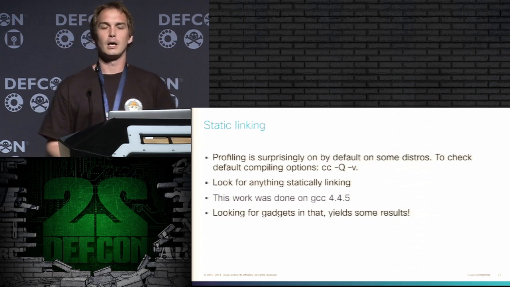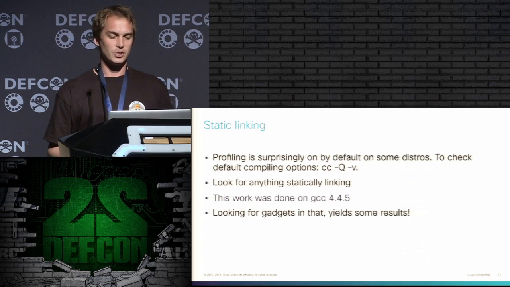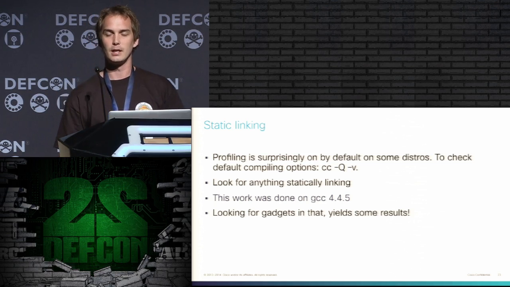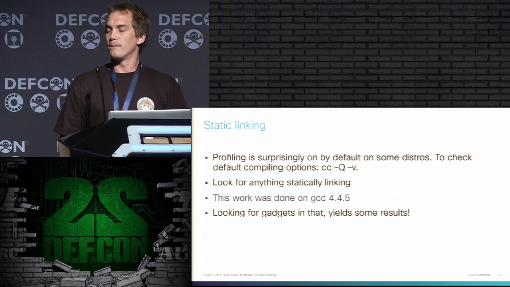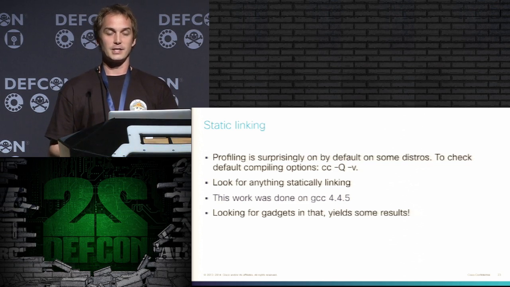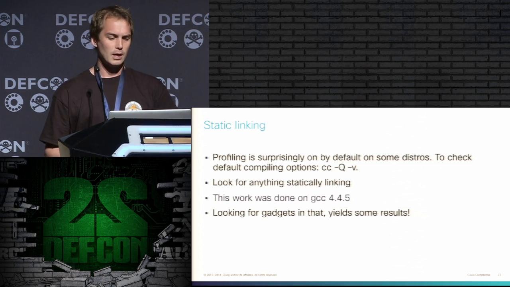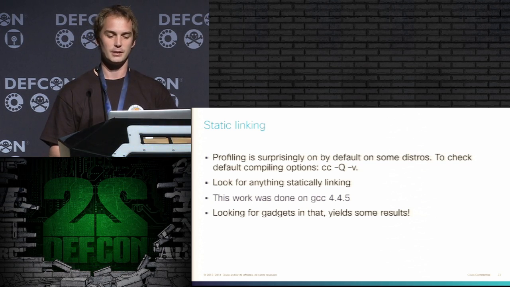To check what the default options are for GCC, you can have a look at gcc -Q -v, which will dump the list of compiler options that are used by default by GCC, and you might find some interesting stuff. This work was done for GCC 4.4.5, which is pretty old. I looked for gadgets inside the code that was embedded by GCC into the target binary.